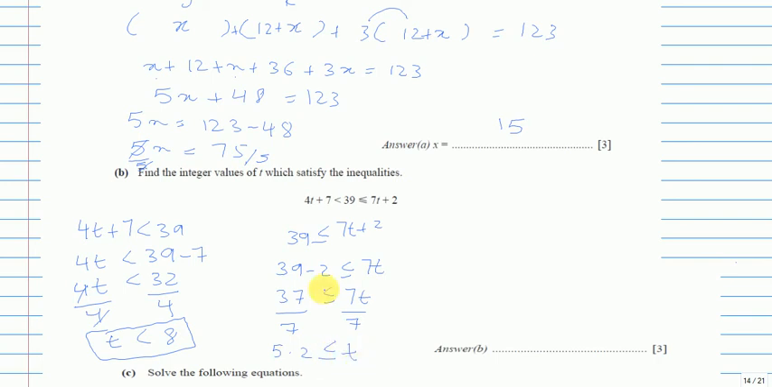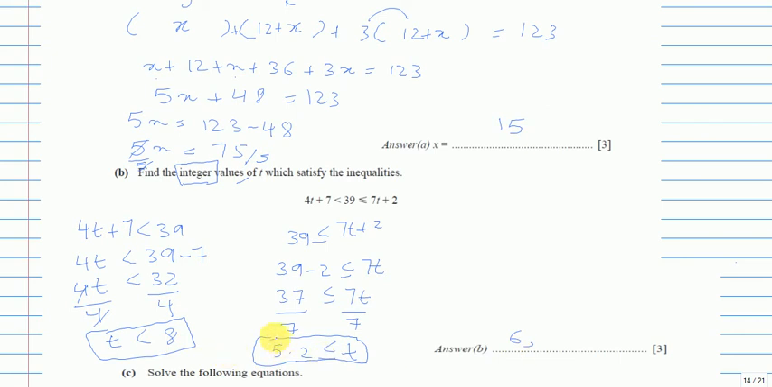Now we haven't solved the question yet, because the question was asking us to find the integer values. An integer means a whole number, values of t which satisfy the inequalities. What could be the integer? It has to be equal to 5.2 or more than 5.2 but less than 8. But 5.2 is not an integer, it's a decimal. So greater than 5.2, 6 can be an integer, which is less than 8 also, so it will satisfy. So 6 is our first value.